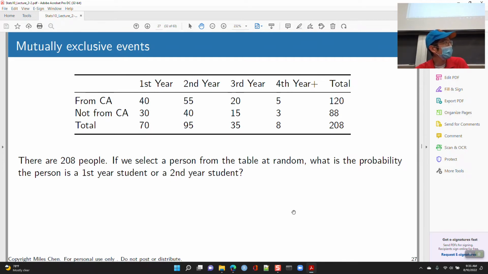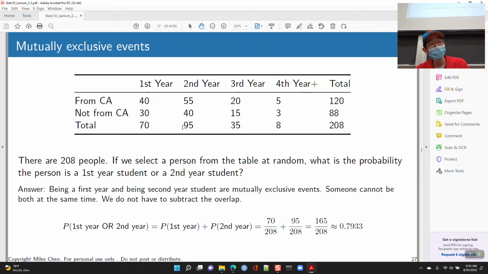So we say, what's the probability someone's a first year or second year student? We can just add the column total, 70 and 95. Don't have to worry about any overlap here. And we can just add those two together. We get a total of 165 out of 208. And that would be our answer there.